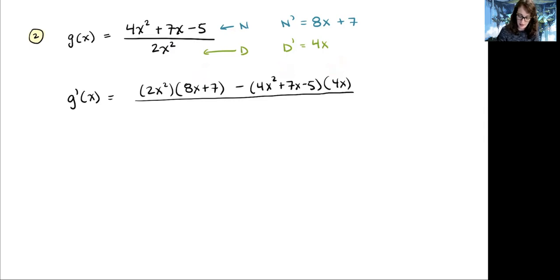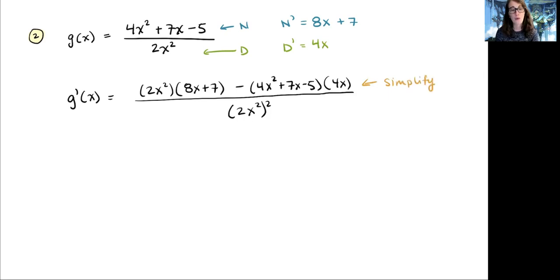Then in the quotient rule, our whole denominator becomes squared. So we'll square 2x squared. Okay, again, this is the end of our calculus part of this problem. Now we just want to simplify. So again, to reiterate, here we're going to simplify in the numerator.